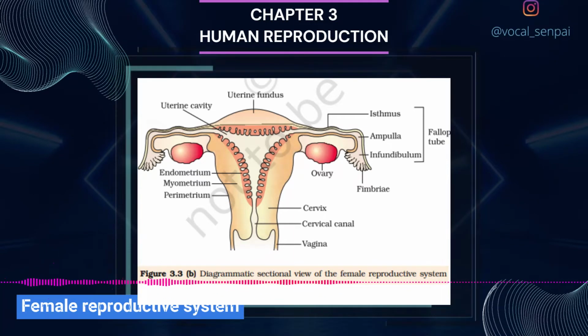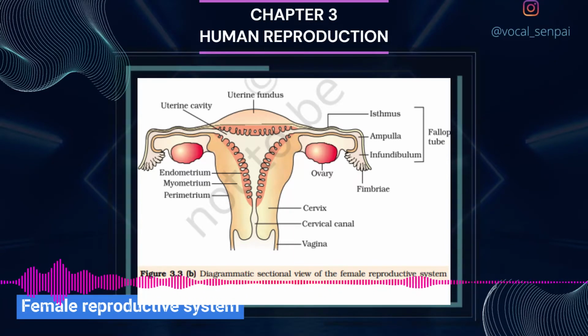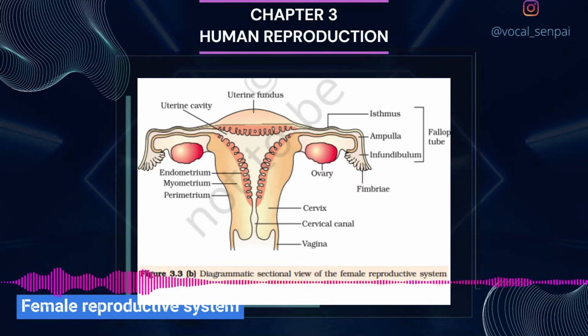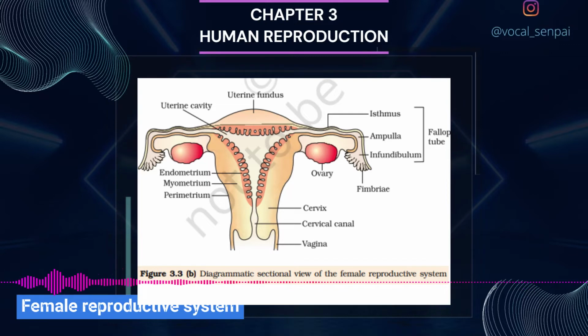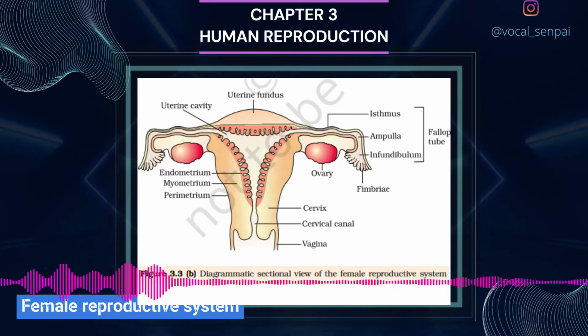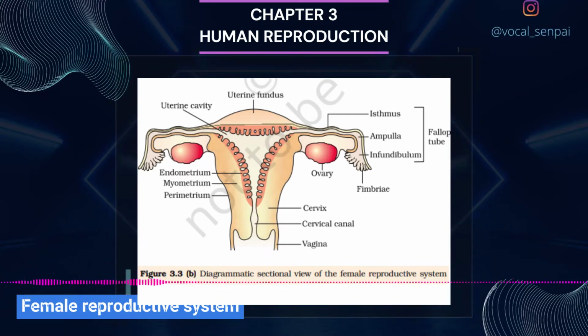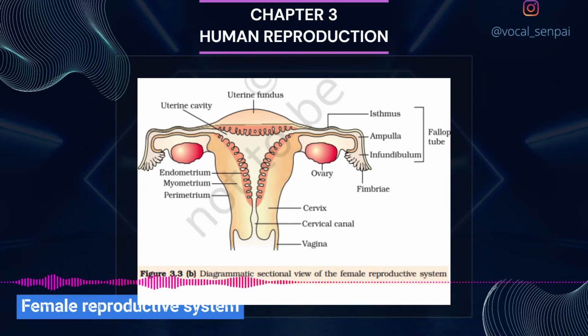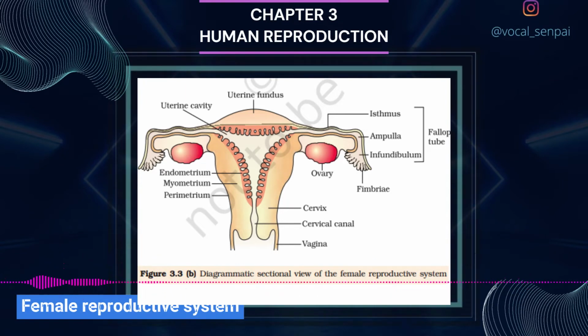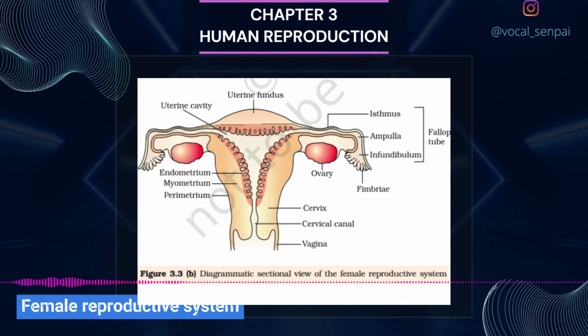The last part of the oviduct, isthmus, has a narrow lumen and it joins the uterus. The uterus is single and it is also called womb. The shape of the uterus is like an inverted pear. It is supported by ligaments attached to the pelvic wall. The uterus opens into vagina through a narrow cervix.